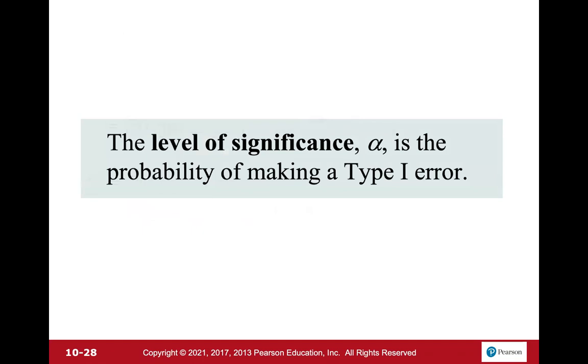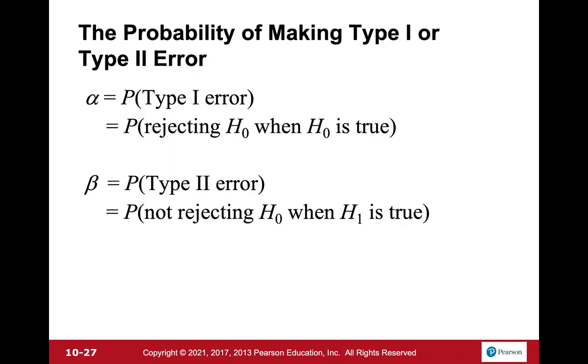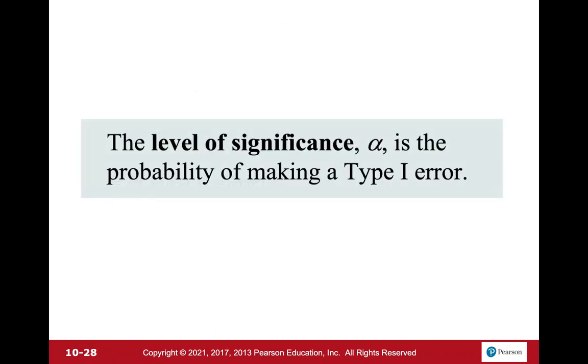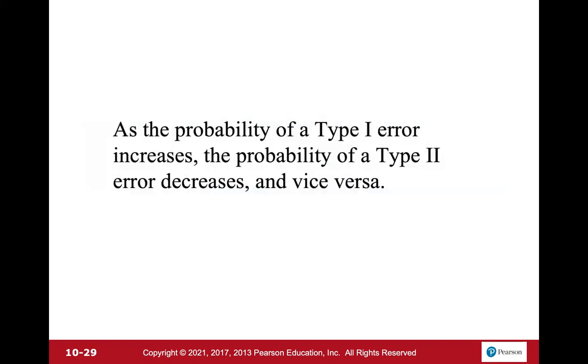So because of that, what we're going to end up doing is, if we have enough evidence, we are going to reject the null hypothesis and accept the alternative. And that's going to alleviate a lot of these problems, and we will only have an alpha size probability that those end up true. The level of significance alpha is the probability of making a type 1 error. So as the probability of a type 1 error increases, the probability of a type 2 error decreases, and vice versa.